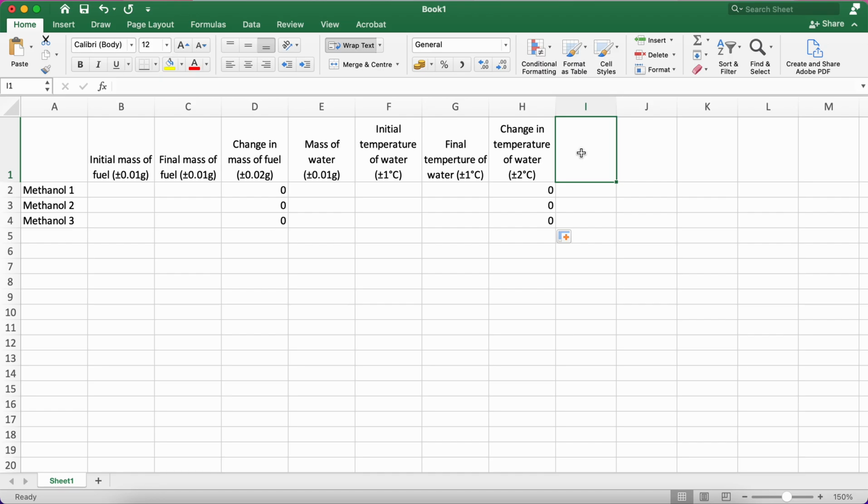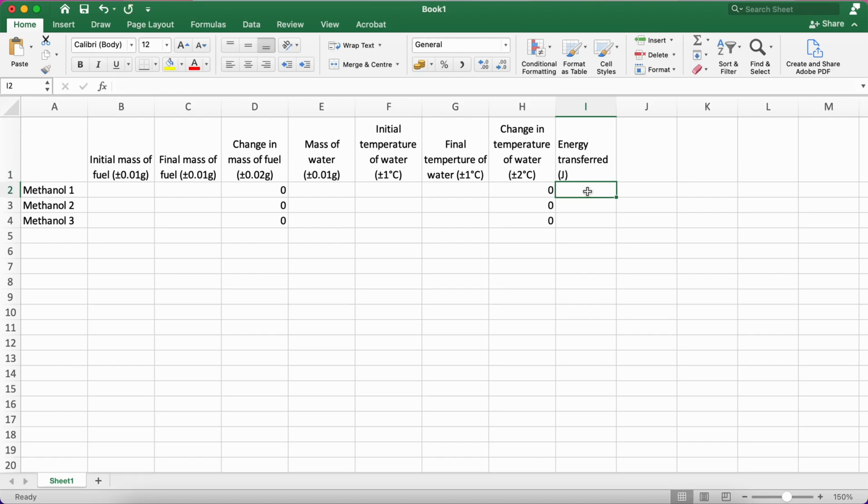Now, for this particular investigation, I want to calculate the energy that is transferred into the water. So I'm just going to type in energy transferred, and this is going to be in joules. It would be a good idea if you work out what the uncertainty would be of this, but for this video, I'm not going to do that.